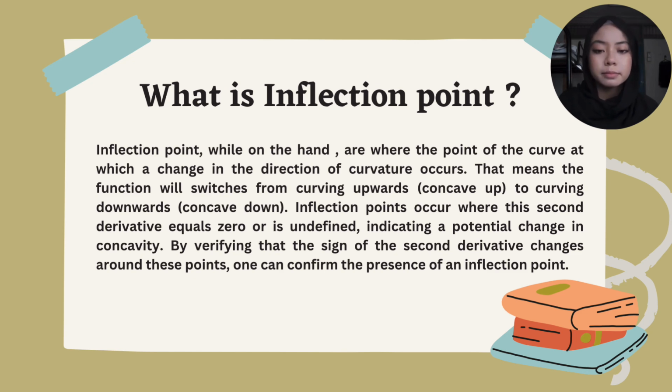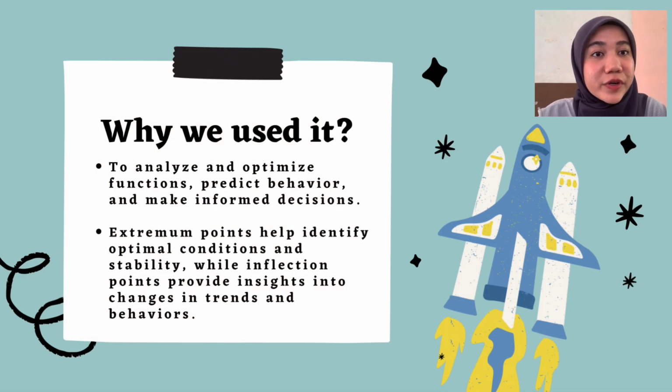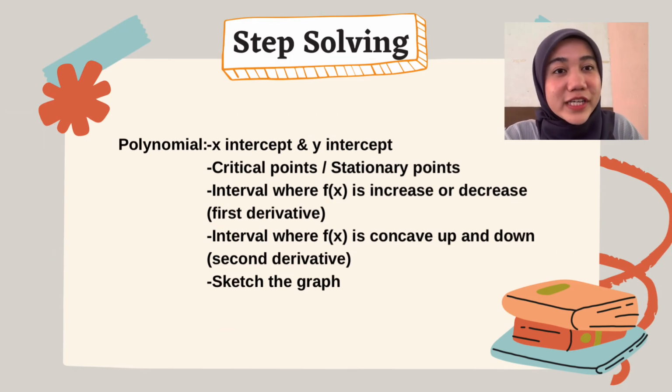We use extremum points and inflection points to analyze and optimize functions, predict behavior, and make informed decisions. Extremum points also help to identify optimal conditions and stability, while inflection points provide insight into changes in trends and behavior. For step solving in polynomials, we usually have 5 types of questions.